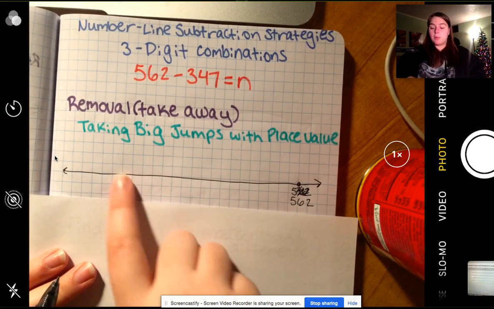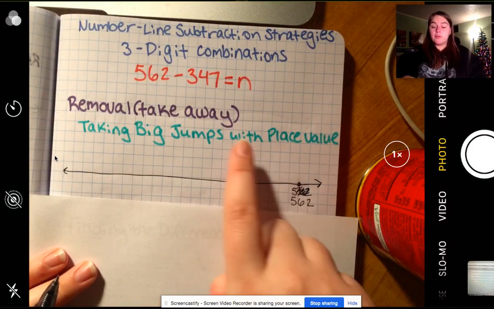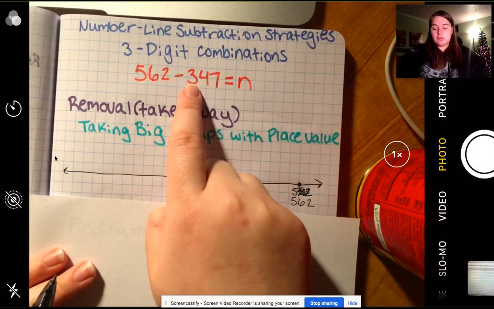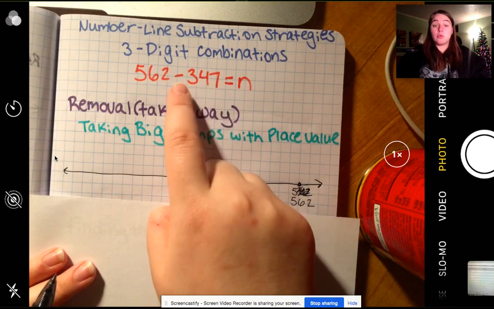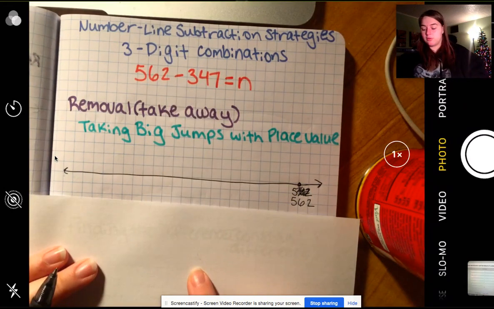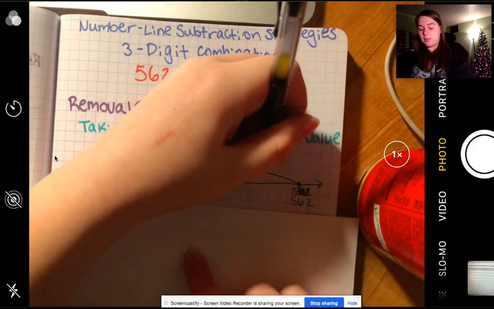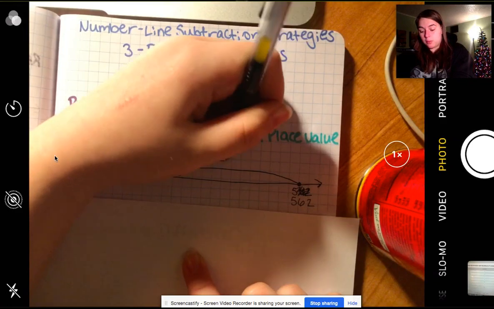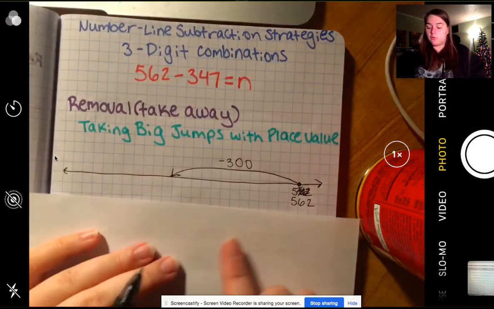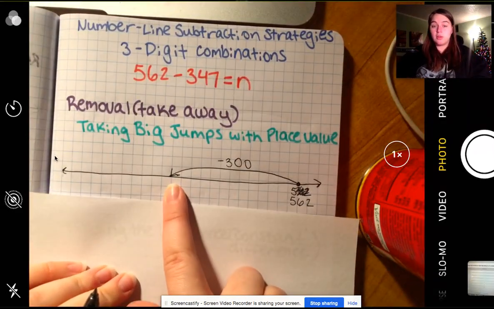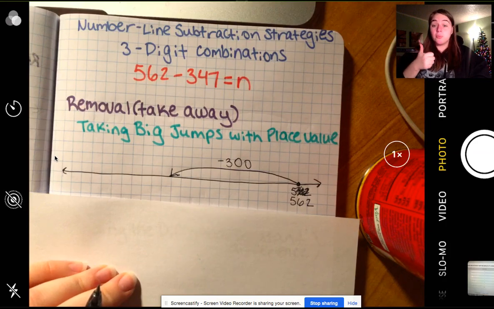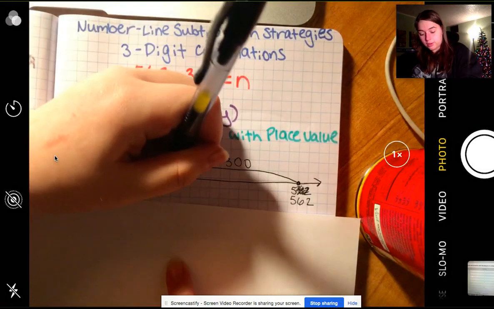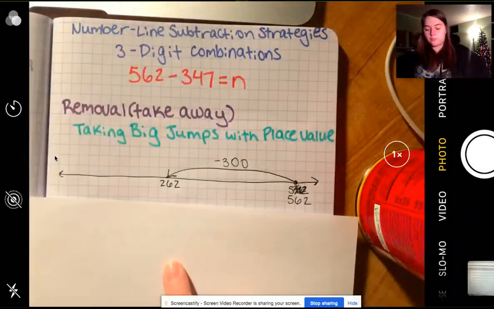What I mean by jumping by place value is we can first jump by how many hundreds there are. So this is 347. We know there's going to be 3 hundreds. So we can start by making a big jump by 300. So minus 300. So 562 minus 300 is 462, 362, and 262. So we'd end up at 262.